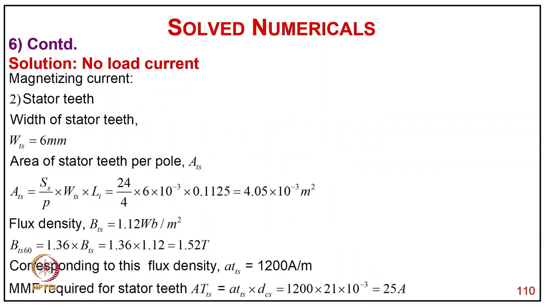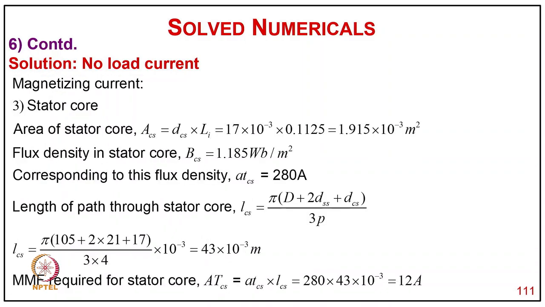Now coming to the MMF calculation for the stator teeth, the width of the stator teeth WTS is 6 millimeter, and the area of the teeth ATS equals SS upon WTS and LI, so it comes 4.05 into 10 to power minus 3 meter square. The flux density BTS is 1.12, so BG60 is 1.36 into BTS, this comes typically 1.52 Tesla, and corresponding to this flux density from the material property, the MMF per unit length is ATS 1200 ampere per meter. The MMF required for the stator is capital ATS equal to small ATS into GCS, it comes 25 ampere.